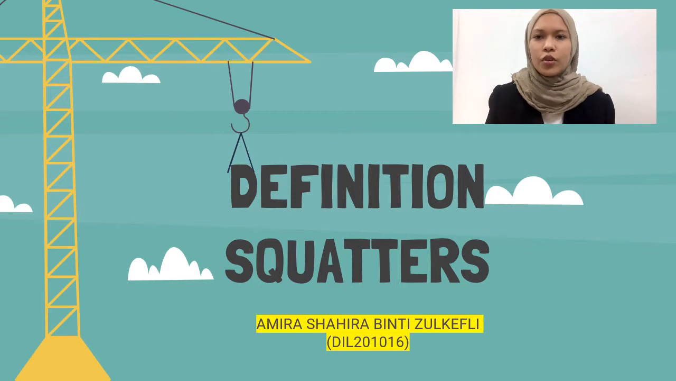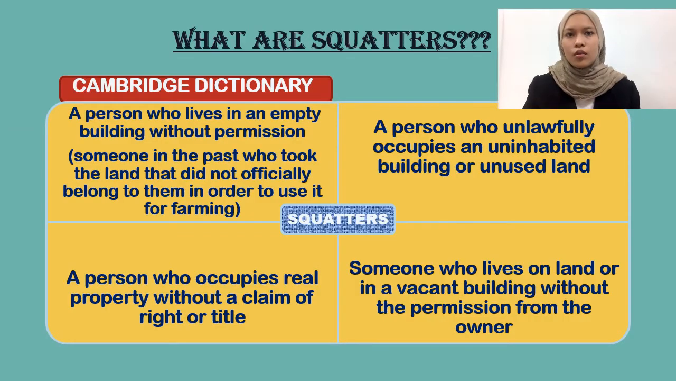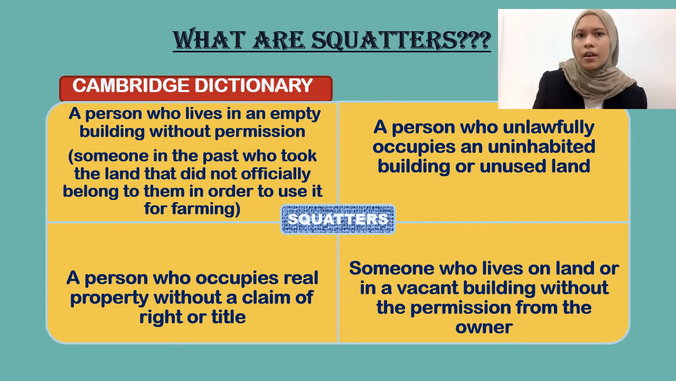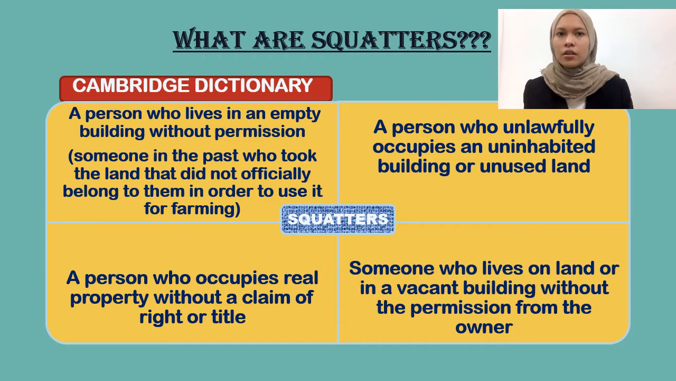So, today I'm going to explain what the meaning of squatters is. According to the Cambridge Dictionary, squatters means a person who lives in an empty building without permission, where someone in the past took land that did not officially belong to them in the first place, and used it for farming. Another meaning of squatters is a person who unlawfully occupies unused land or an unused building. Other than that, a squatter is a person who occupies real property without a claim of rights or title.